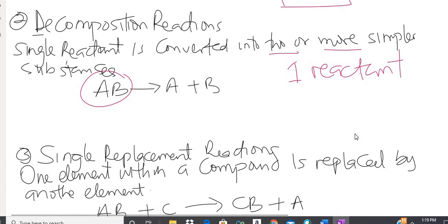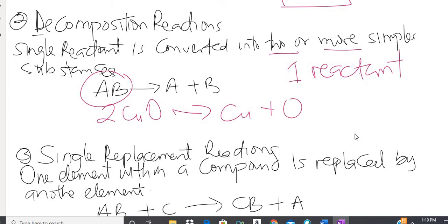So let's take an example. We have 2CuO, copper(II) oxide, and it breaks down to copper plus oxygen. This is a decomposition reaction: one reactant and two or more products.